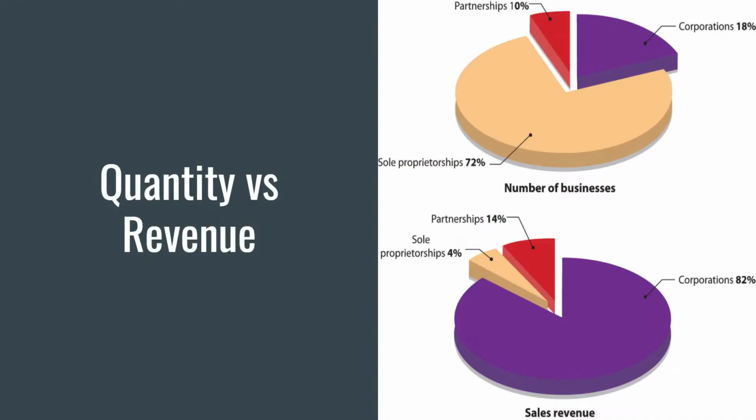Looking here, you can see that because sole proprietorships are the easiest to incorporate, they are the most common. But looking at it on a societal level, most sales revenue comes with corporations, meaning that corporations are usually at a larger scale and they are generating most of the money in our economy.